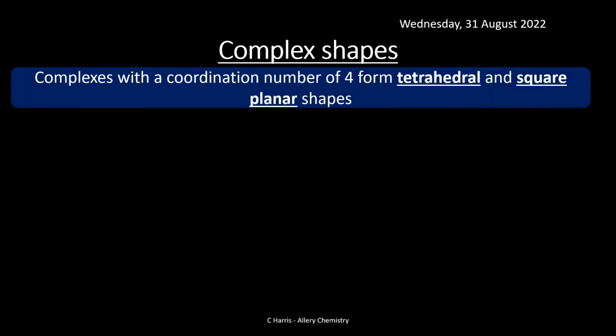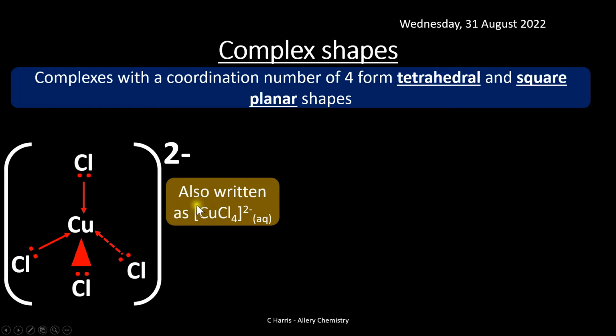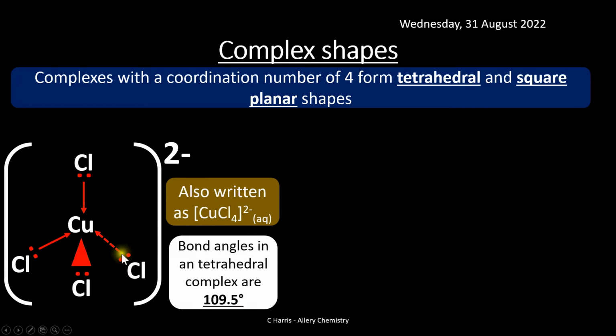Okay, so complexes with a coordination number 4 form tetrahedral and square planar shapes. So here's one here. This is copper chloride. So remember your chloride ligands were much bigger. You can't fit as many of them around. So copper chloride, CuCl4, you've got 4 ligands around here, and these obviously form a bond there. Also written as CuCl4 2-. The bond angles in tetrahedral, if you can remember from year 1, are 109.5 degrees.